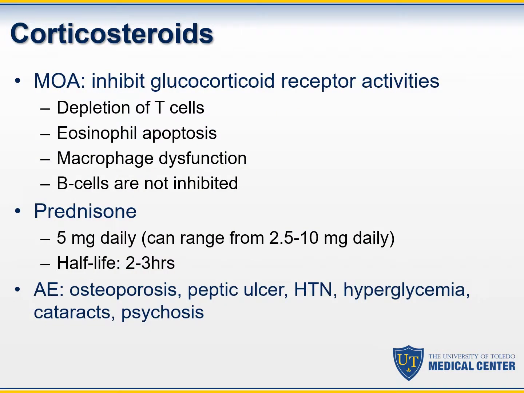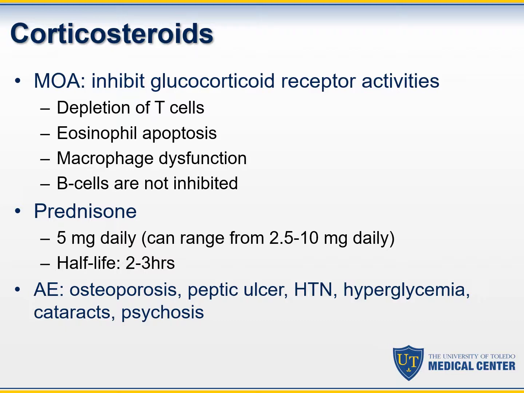Corticosteroids, we use these every day in a lot of other different indications. They inhibit glucocorticoid receptor activities, which depletes T cells and eosinophils, causes apoptosis and macrophage dysfunction, and B cells are actually not inhibited by these medications. The main one you'll see in transplant patients is prednisone.